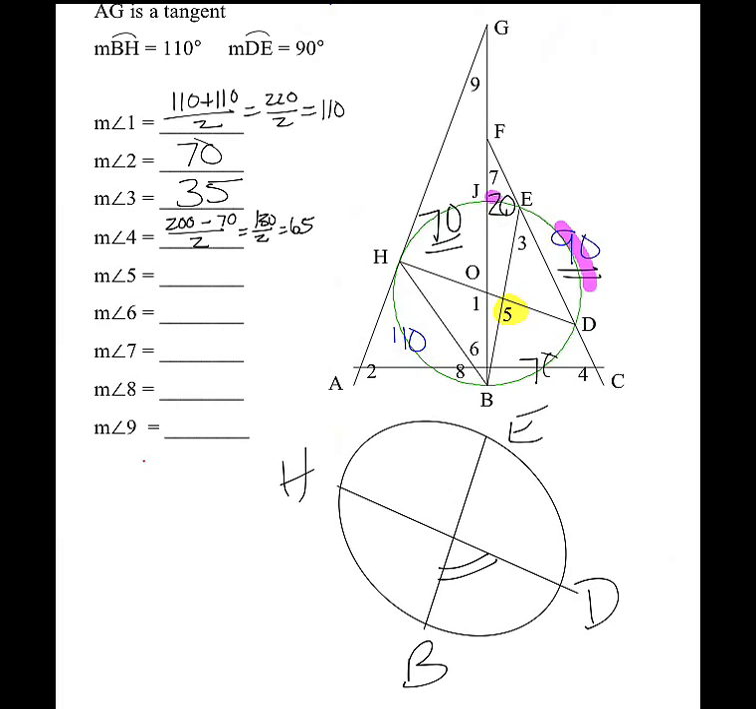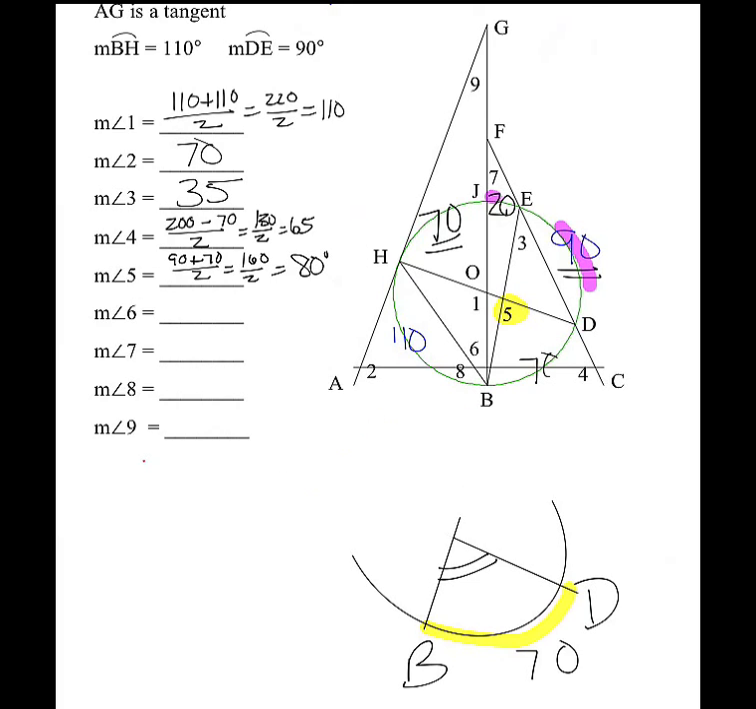So I need to know how far it is from arc B to D. That's 70. And I need to know how far it is from arc H to E, which is 70 and 20 for a total of 90. So now I'm going to add these two arcs together, because since it's an inside angle, angle 5 is going to be that 90-degree arc plus the 70-degree arc divided by 2, which is 160 divided by 2. So that's an 80-degree angle for angle 5.